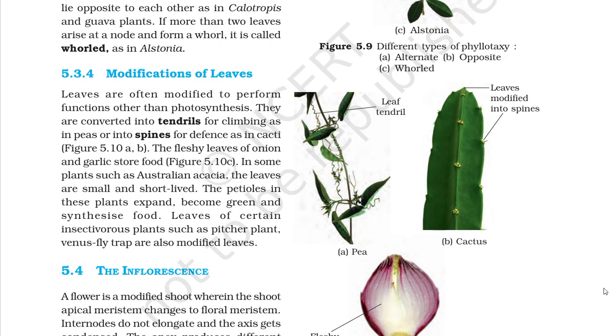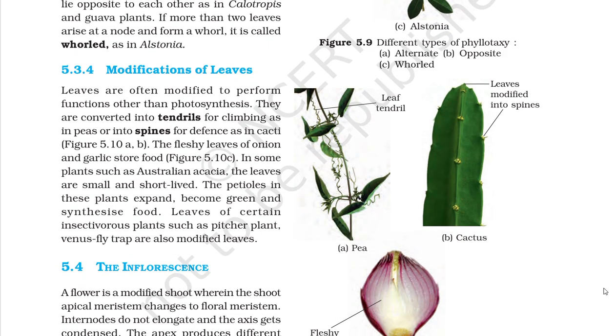5.3.4 Modifications of leaves. Leaves are often modified to perform functions other than photosynthesis. They are converted into tendrils for climbing, as in pea, or into spines for defense, as in cacti. The fleshy leaves of onion and garlic store food. In some plants, such as Australian acacia, the leaves are small and short-lived. The petioles in these plants expand, become green, and synthesize food. Leaves of certain insectivorous plants such as pitcher plant and Venus flytrap are also modified leaves.